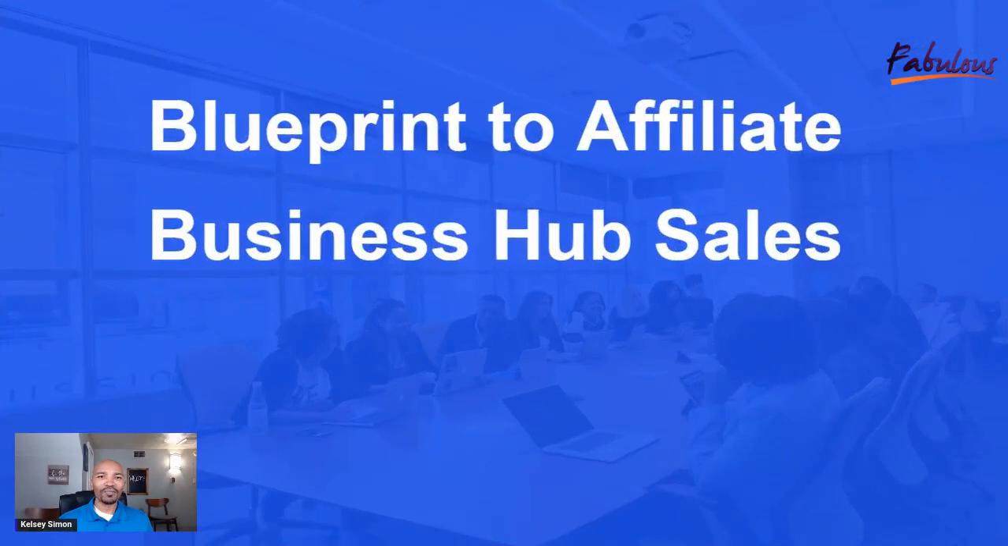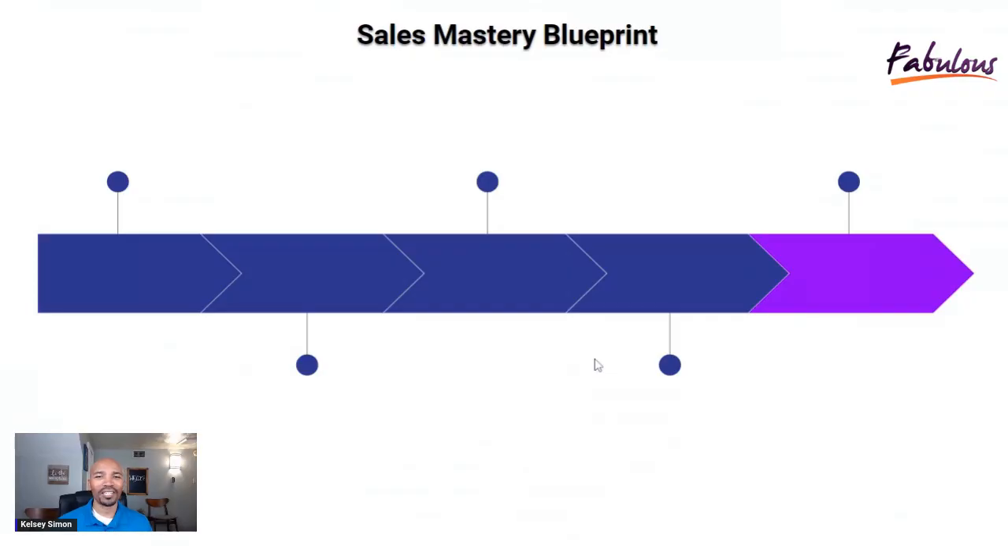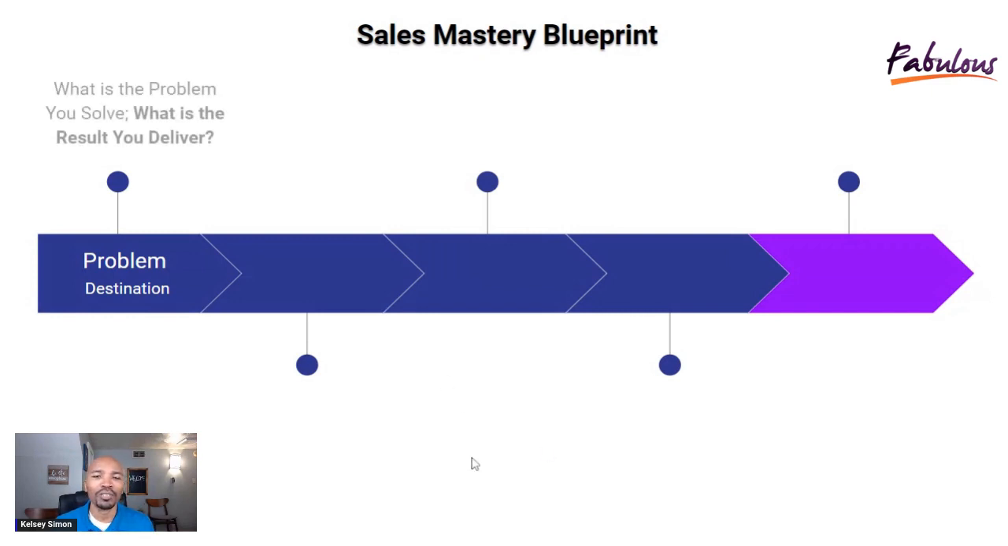So, this video right here is going to show you the secret sauce to how you can get hub sales in your affiliate marketing business. Mastering sales is going to be extremely important for you and your business when it comes to making money with affiliate marketing. And there's 5 P's that I want to share with you in this video.